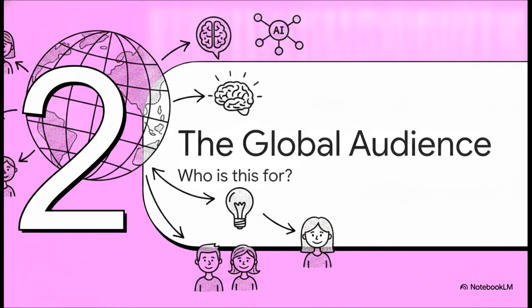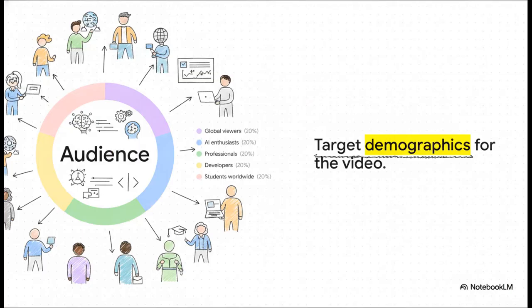Who exactly is this for? Before you even write a single word, you have to define exactly who your message needs to reach. For this blueprint, the viewership is actually categorized into 5 distinct demographics: global viewers, AI enthusiasts, professionals, developers, and students worldwide. We aren't just talking to seasoned coders, and we aren't just talking to folks casually surfing the web. These 5 incredibly distinct groups form one massive, unified target audience.